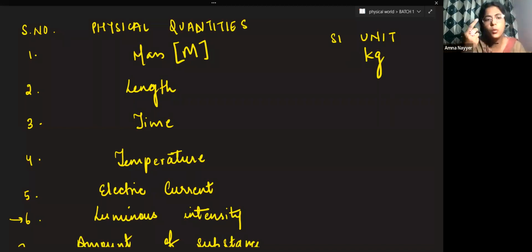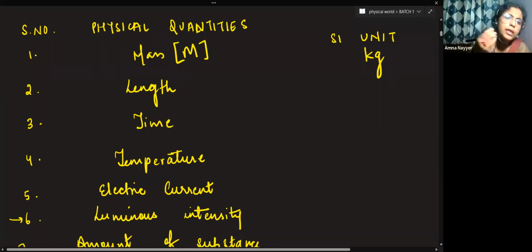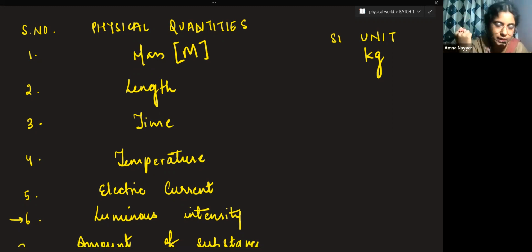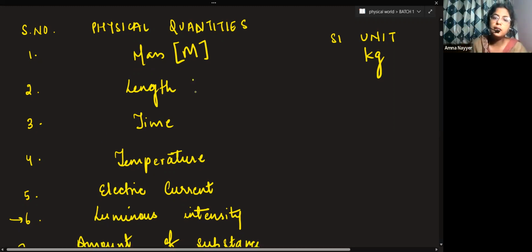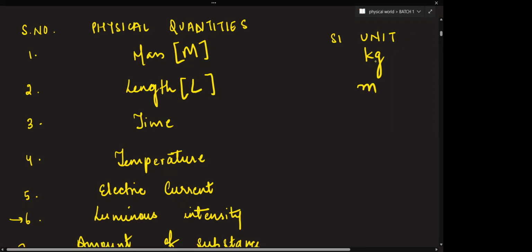Then we have the second quantity, length. Length can be measured with various devices, which include screw gauges, vernier calipers, and simple meter scales. Length is represented by a capital L, whose SI unit is meters. Can you tell me the CGS unit, by the way, Maha? Do you remember the CGS unit? No, ma'am. I'll tell you.